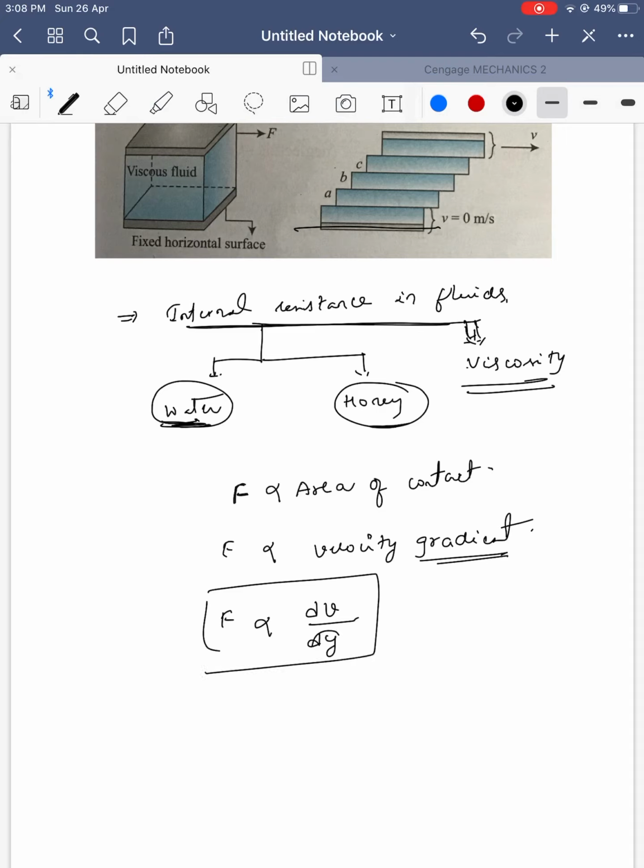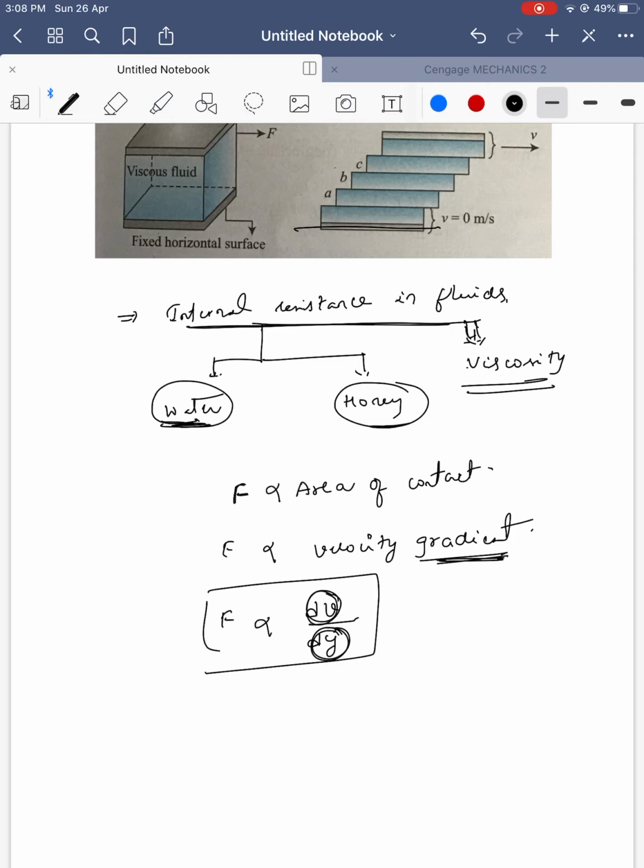Sir, why did you write it with only position? Gradient means we refer to the position. Rate means we refer to the rate of change of velocity, which is acceleration, a is equal to dv by dt. Velocity gradient is different from the rate of velocity. Force is proportional to dv by dy. What is the meaning of dy? What is the meaning of dv?